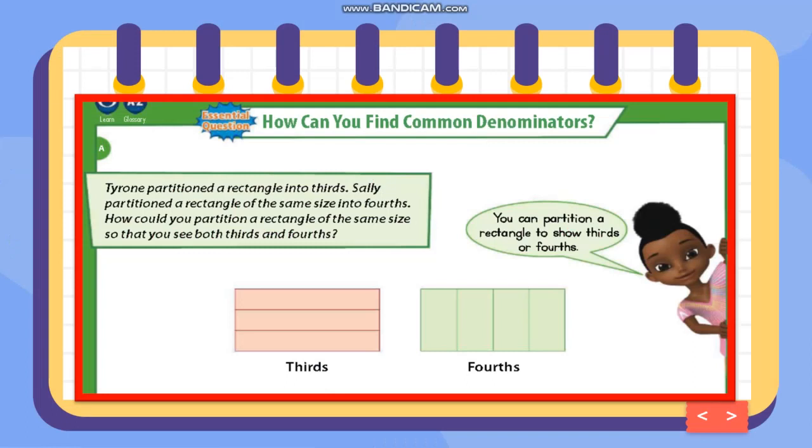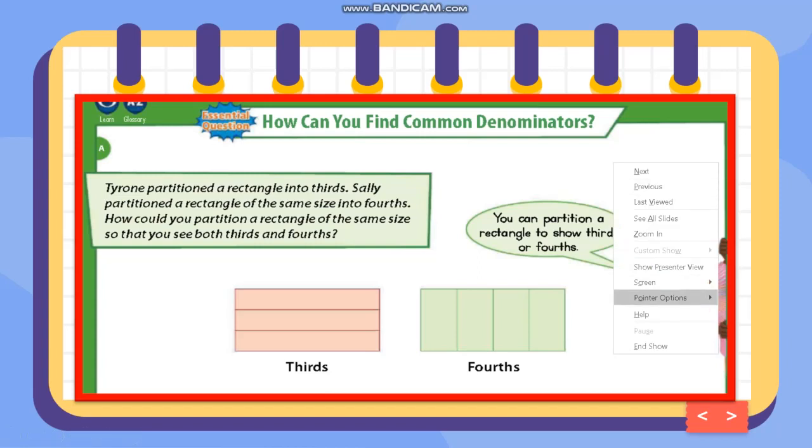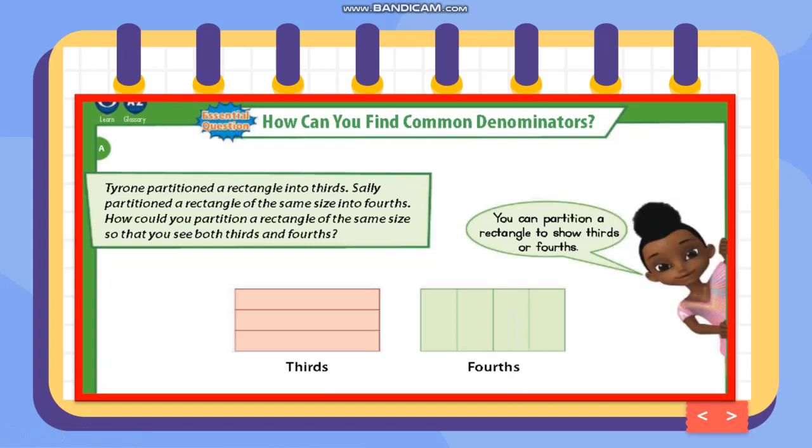Let's analyze this problem. Tyrone partitioned a rectangle into thirds. Sally partitioned a rectangle of the same size into fourths. How could you partition a rectangle of the same size so that you see both thirds and fourths? So you can partition a rectangle to show thirds and fourths. Based on the given, we have the thirds and we have the fourths, the rectangle divided into 3 and the rectangle divided into 4.